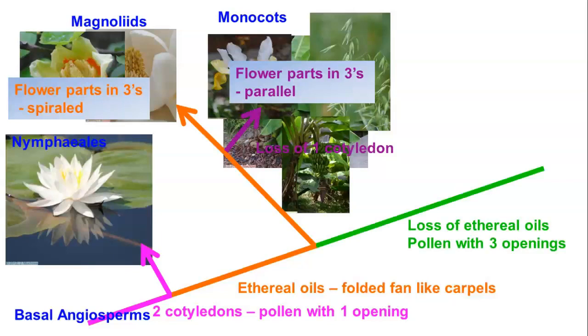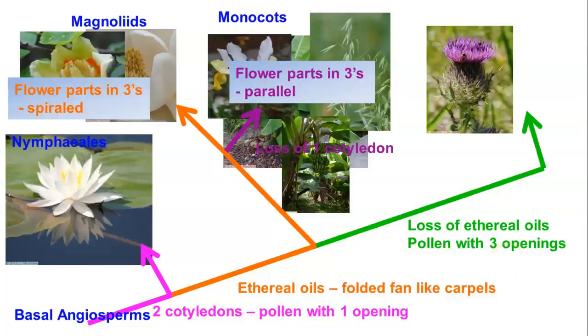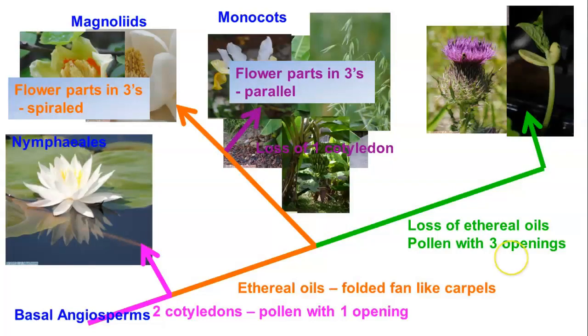Then there was the loss of ethereal oils. We got plants that had pollen with three openings instead of one opening. Out of this, we got a great variety of plants that have these characteristics. We still have two cotyledons. We have pollen with three openings, which becomes very easy to visualize. It includes the thistle. We've got a bean plant, and over here on the bean plant, you can see where it's germinated up, and the two first leaves, if we want to call them that, are actually the cotyledons.